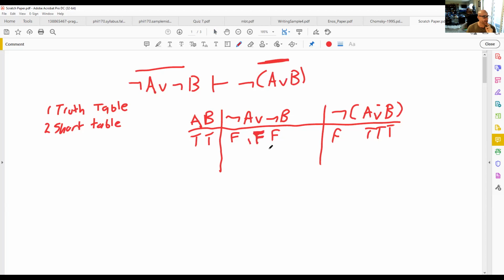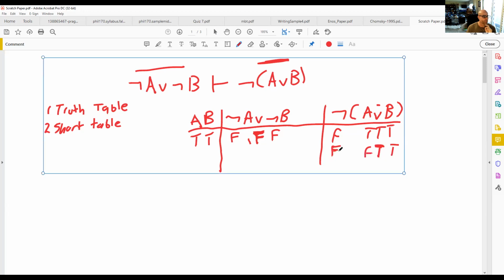So that's not a counterexample. That's not what we were looking for. So we can try another combination here. Let's try making A false and B true. Sorry, that's going to make this disjunction true, so it's going to make this negation false, right? Which is what we want.